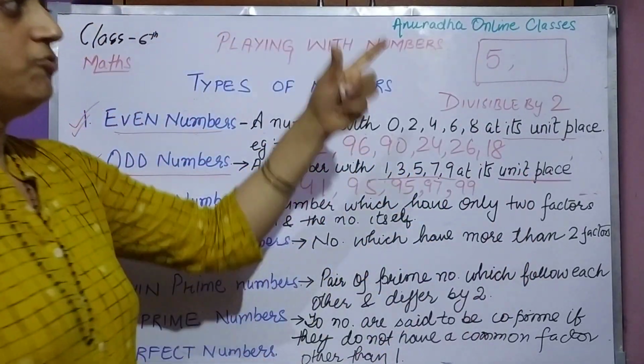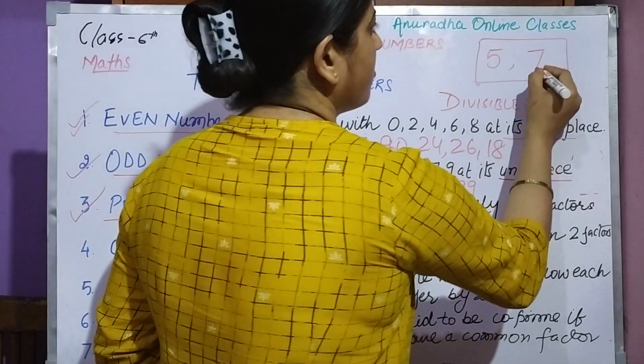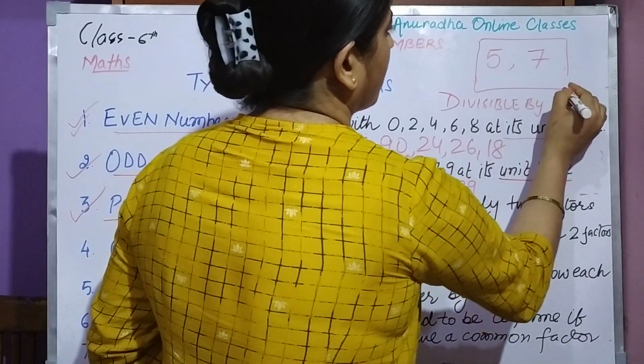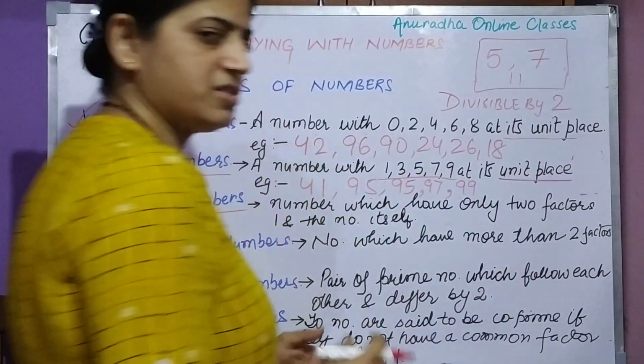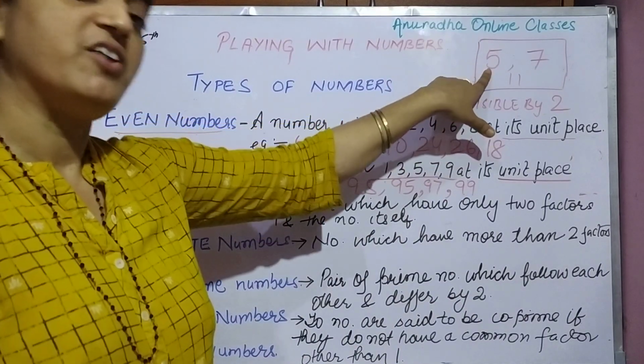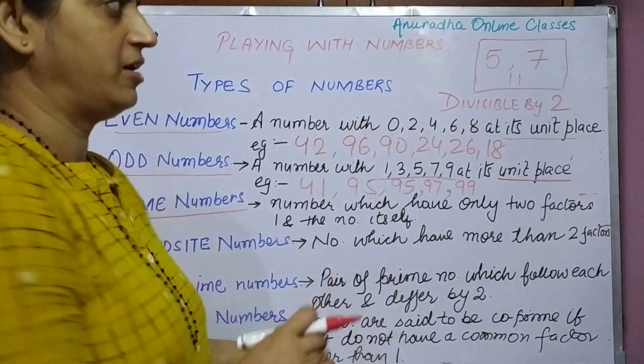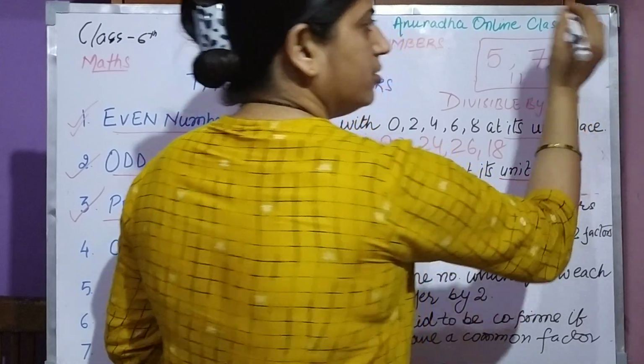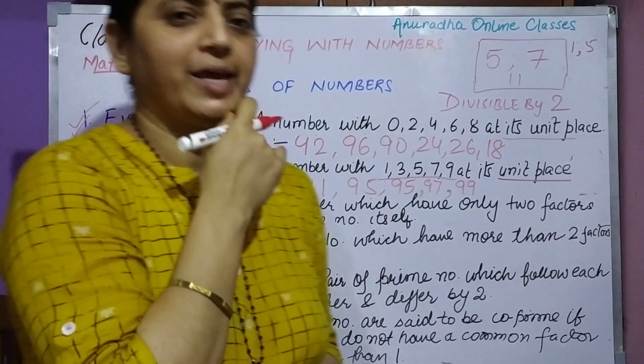Okay, 5. Then I have written 7. Then I have written 11. See, 5. 5 किसी की टेबल में आता है? आता है. किसकी टेबल में आता है? एक 1 और एक 5.